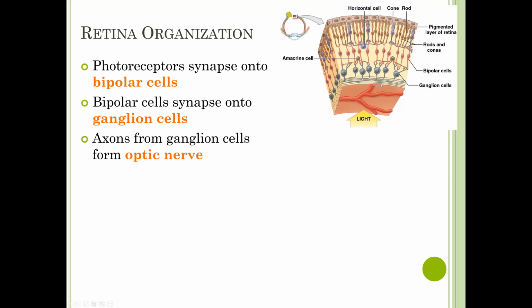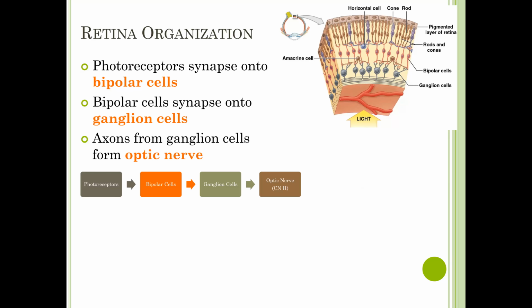And then all of the axons from the ganglion cells, so you see how all the axons come together, they come down here and they connect. These are all going to come together at a central point to form the optic nerve. So if we're looking at the flow of information through the retina, the photoreceptors are the ones that sense the light, and then they send a signal to the bipolar cells, who send a signal to the ganglion cells, and all of the axons of the ganglion cells then come together to make up the optic nerve, which is cranial nerve number 2.